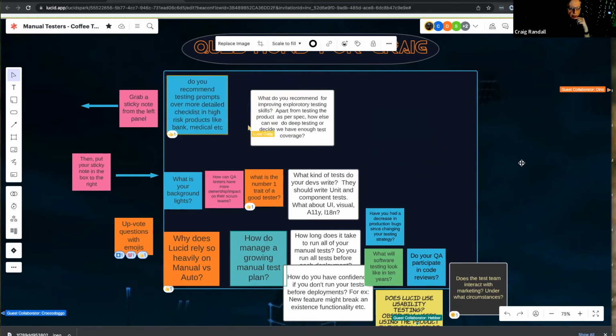Let's see. Do you recommend testing prompts over detailed checklists in high-risk products like bank and medical? Nope. No, I sure don't. In those kinds of high-risk places, you almost certainly have some kind of legal compliance that you have to worry about. Yes, absolutely. You need to be writing testing prompts. You need to be writing full test plans, test cases.